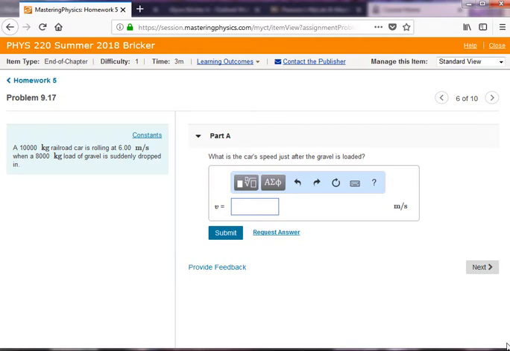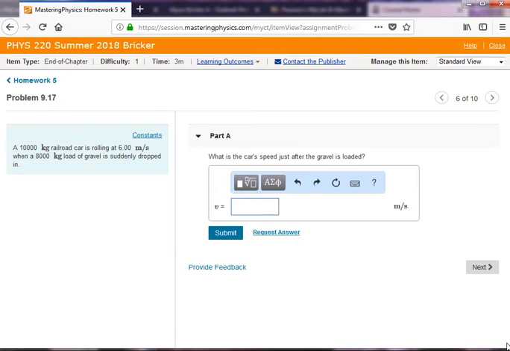Suddenly, this mass appears. It's just dropped in. It doesn't have any horizontal momentum. So whatever momentum the railroad car that was empty has is now being shared between the railroad car and the gravel. So let's sketch this out.